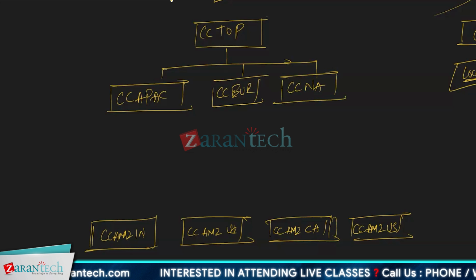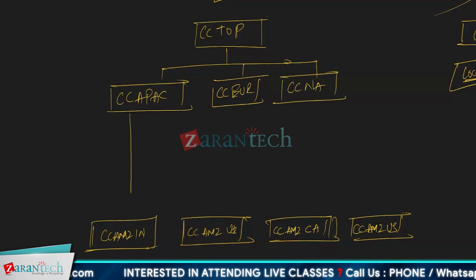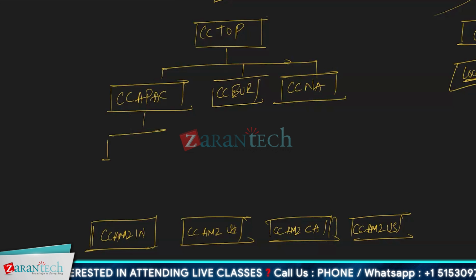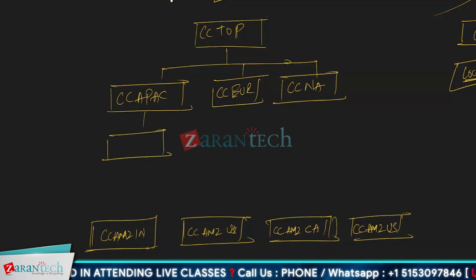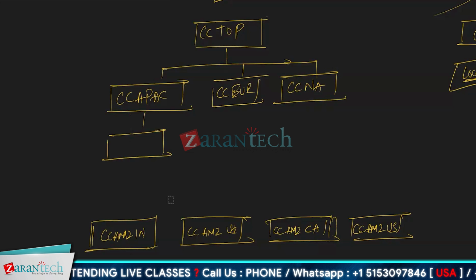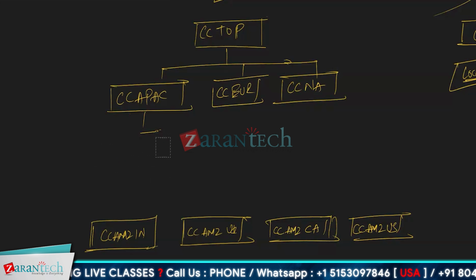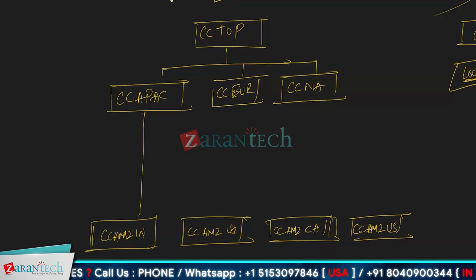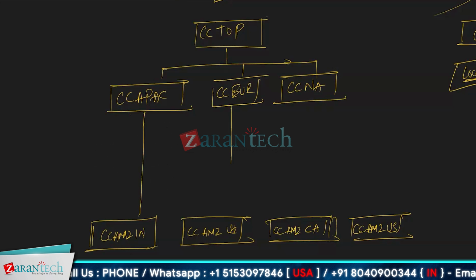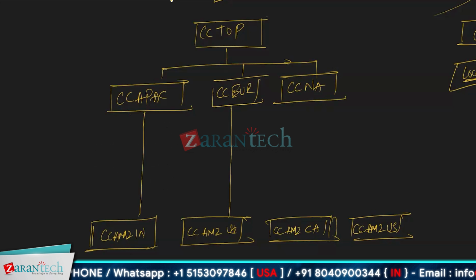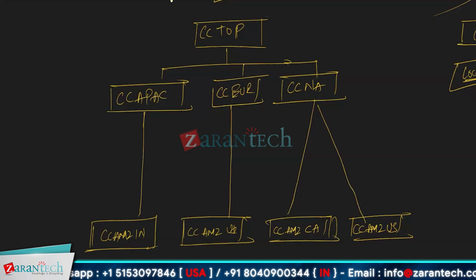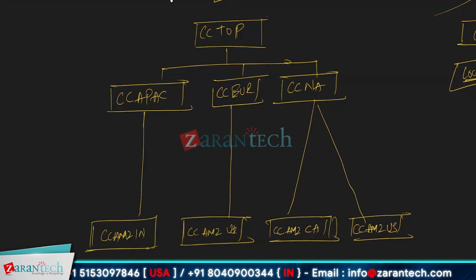Under APAC, we already have CC India. So instead of having another level, I can directly assign this. So I'm just going to create it as a 3 level. Under APAC, I'm going to add CC India. Under Europe, I'm going to add CC UK. Under North America, I'm going to add these both. So let us create this particular structure in Workday and see.